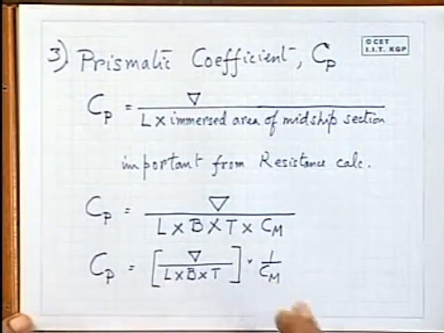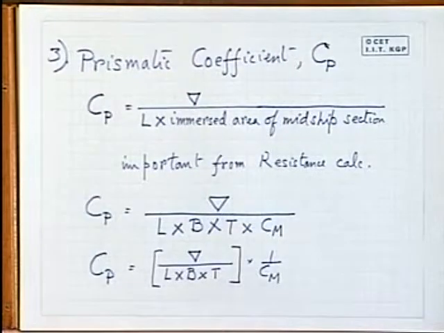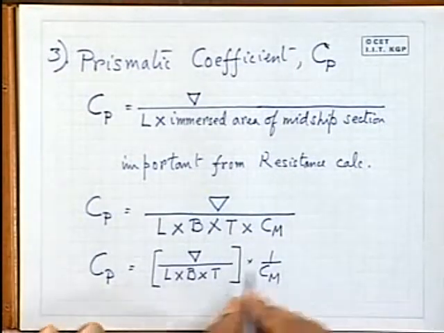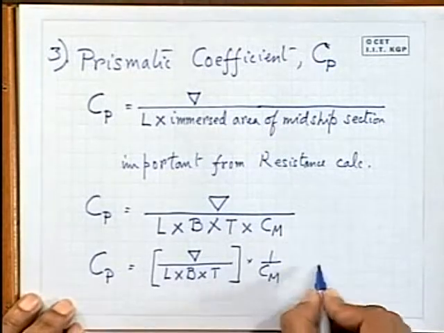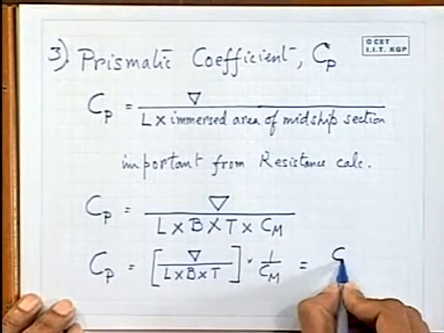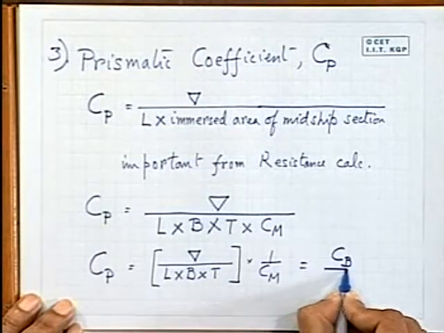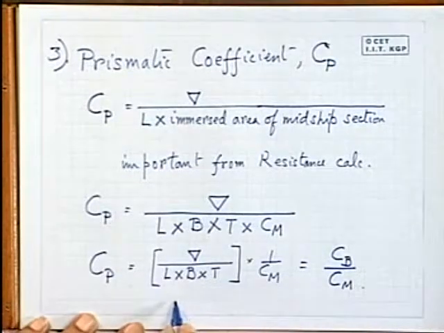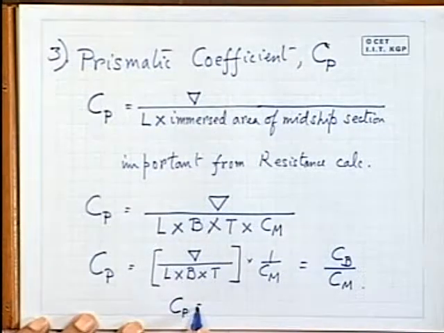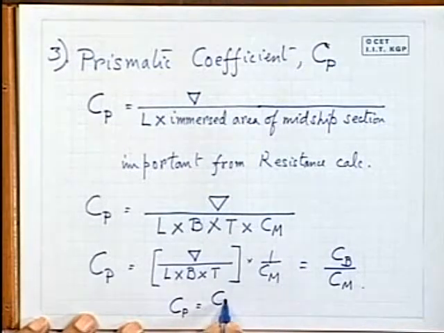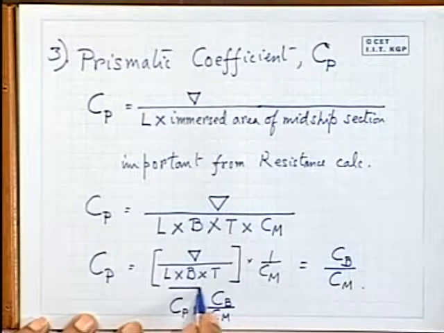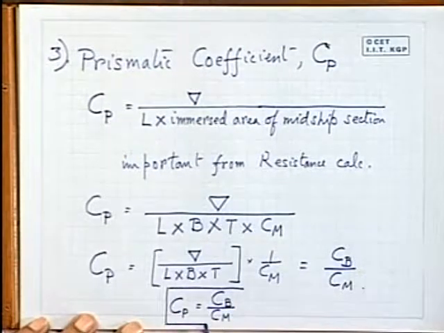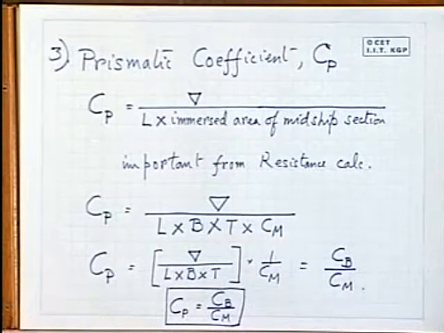So displacement divided by LBT is how much? Nothing but your block coefficient. So Cp is nothing but Cb divided by Cm. This is a very important relationship. Cp, you should always remember, is a ratio of the block coefficient and the midship area coefficient. Cp is equal to Cb by Cm.